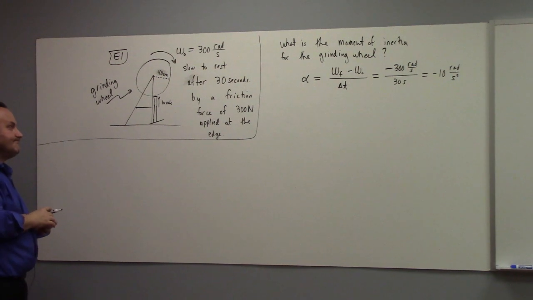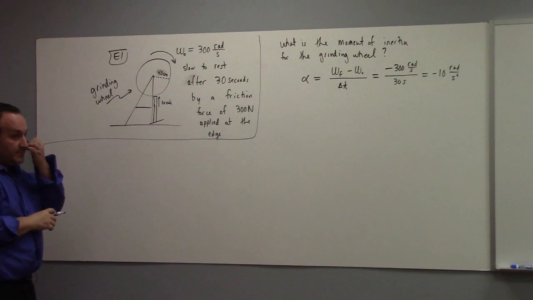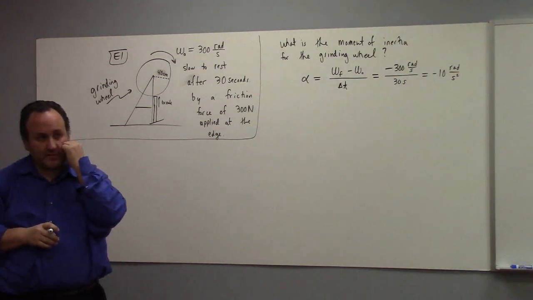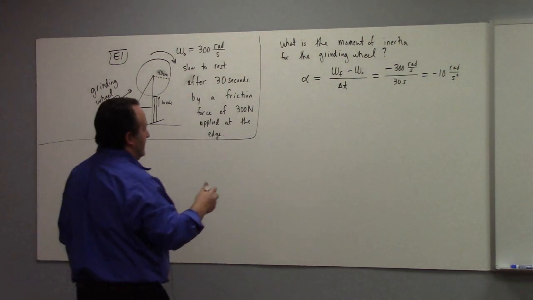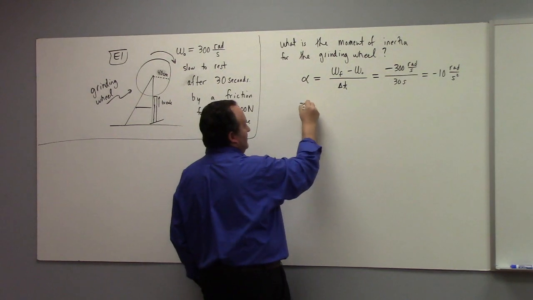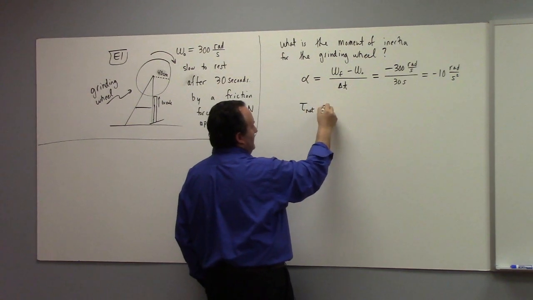All right. So how do I figure out the moment of inertia? Can you figure out moment of inertia directly from angular acceleration? You can't, right? Yep. Right, so we need to figure out the torque. The net torque is equal to I alpha.